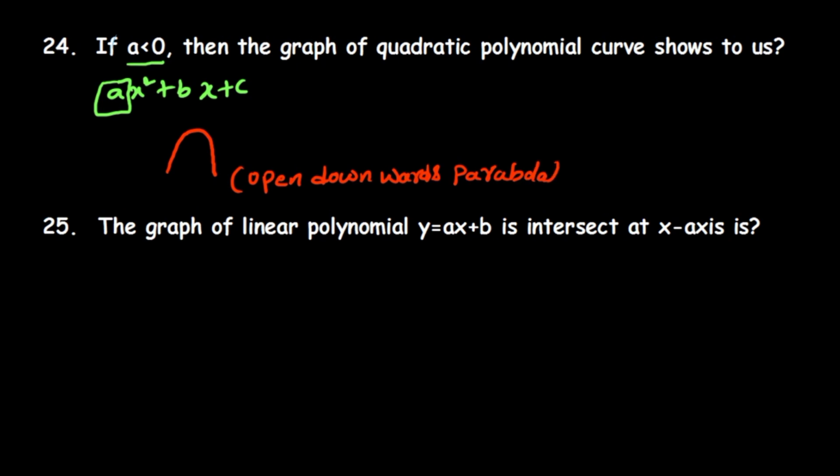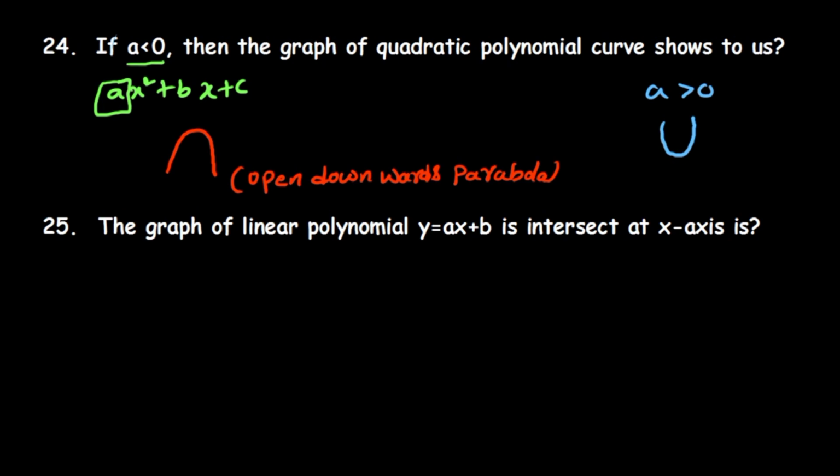In case the question is a is greater than 0, then you will get an upward parabola, meaning when a is positive you will get it like this. So then your answer is an upwards opening parabola. I hope you understood this very interesting question.